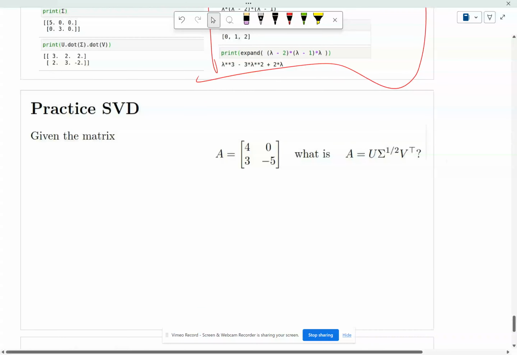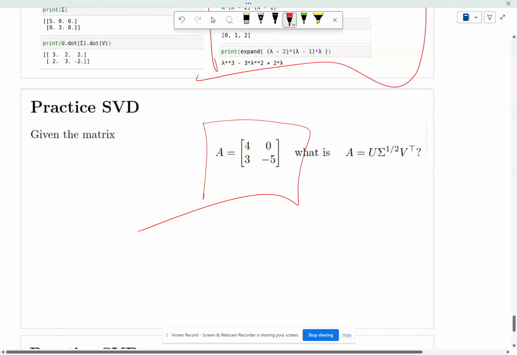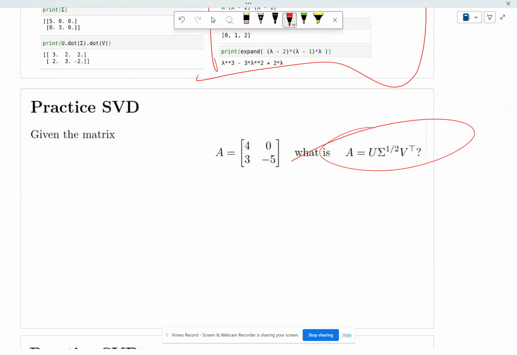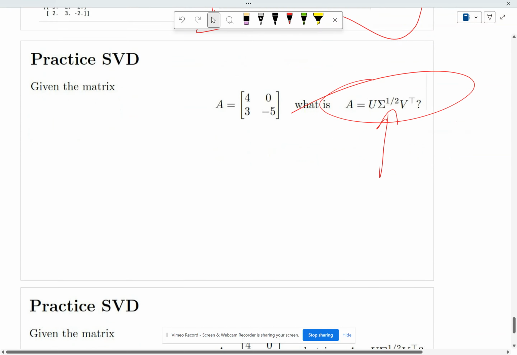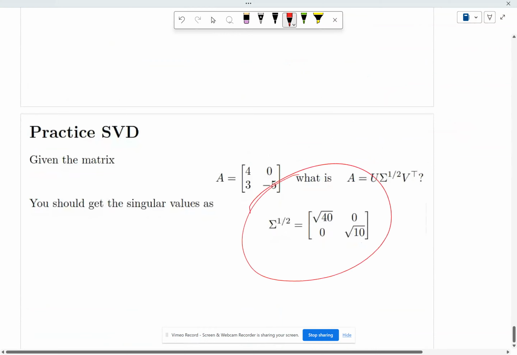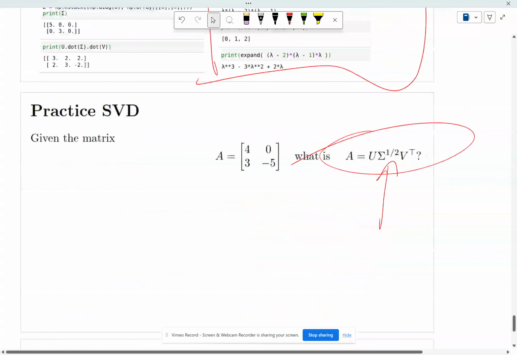For the final practice, here is a non-symmetric matrix, and I would like you to see if you can divide it into U, sigma, V. The answers are here, so you can double check your answer later.